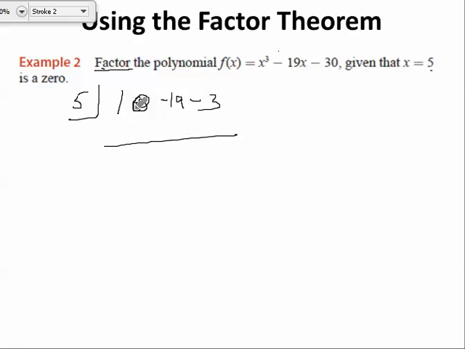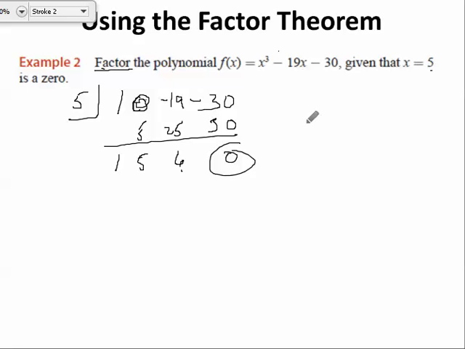So I'm going to use synthetic division. 1, multiply by 5, add those together, get 5. 5 times 5 gives me 25. Minus 19 gives me a 6. 6 times 5 is, oh man, I must have something wrong there. Let's try this again. Oh, that's a 30. 6 times 5 is 30. That gives me a 0. So there it is.